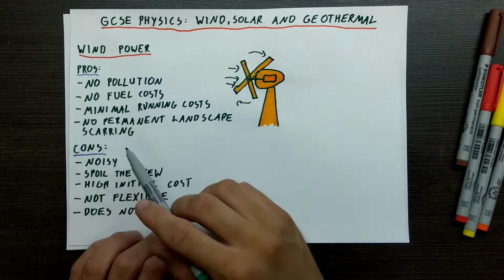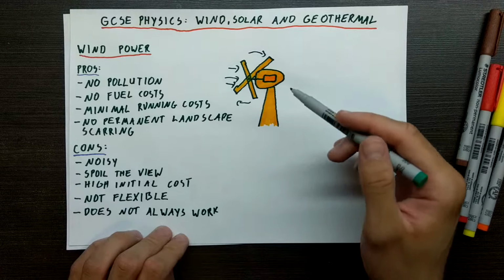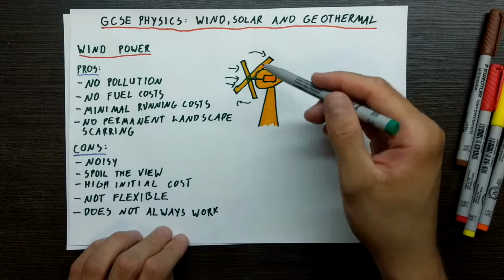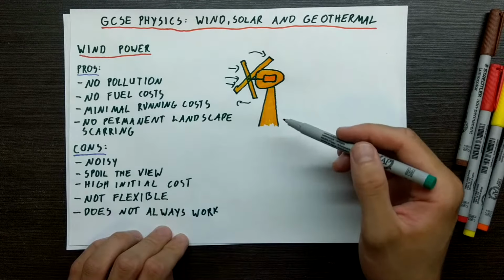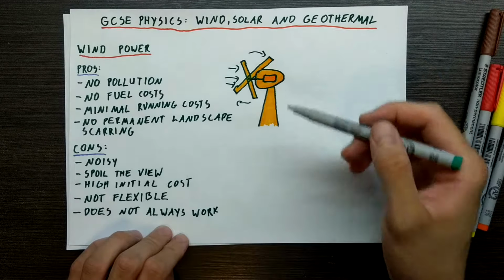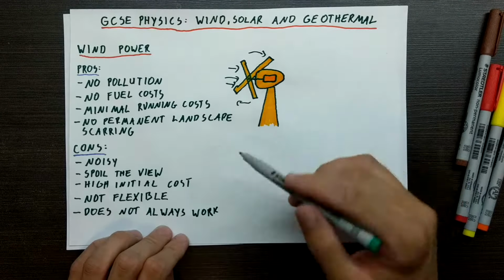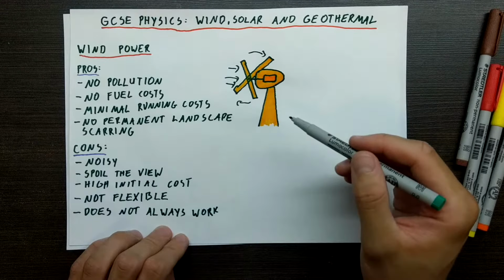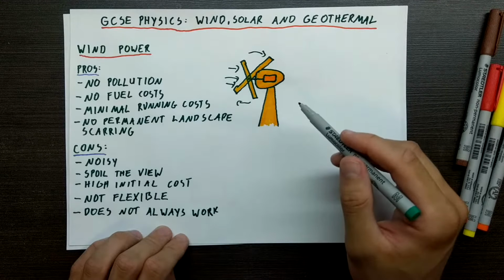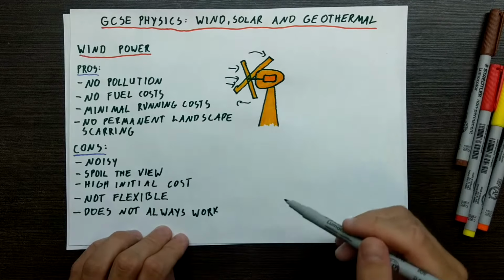And there is no permanent landscape scarring. What I mean by this is that if we decide that we don't want that wind turbine here anymore, we're going to take it out. If we take out that wind turbine, then there is no leftover damage to the landscape. We can quite easily undo whatever damage to the landscape we did by putting that wind turbine there.